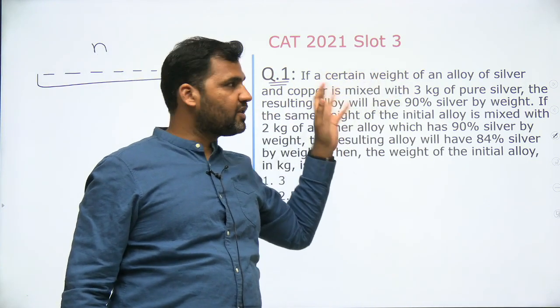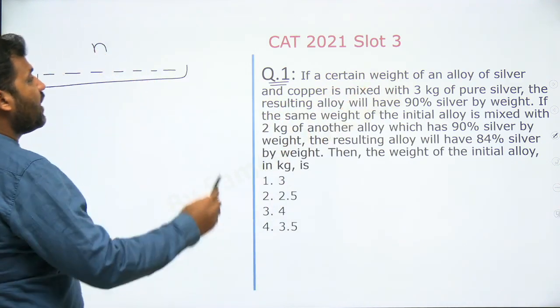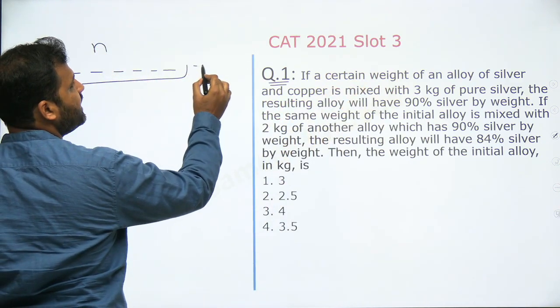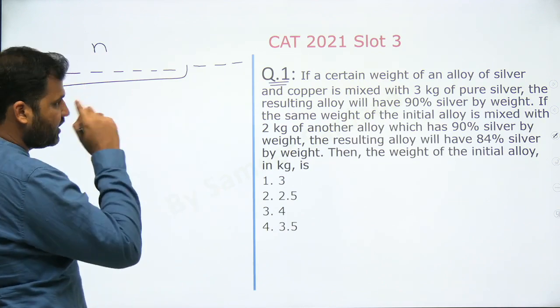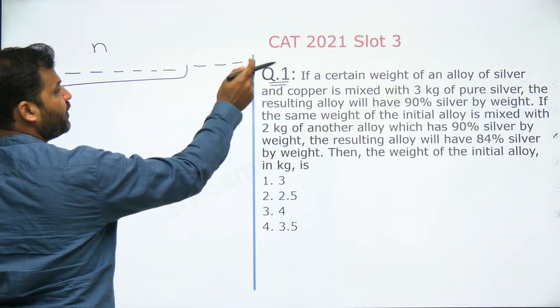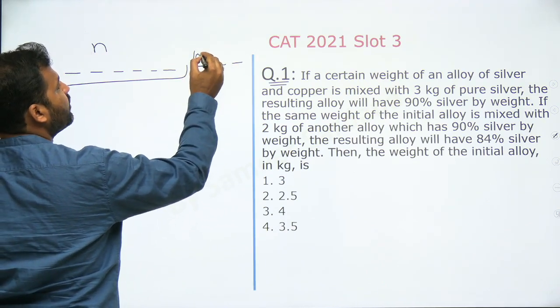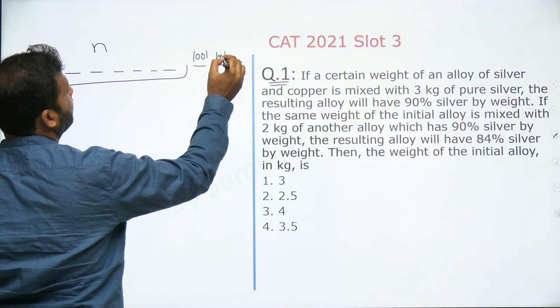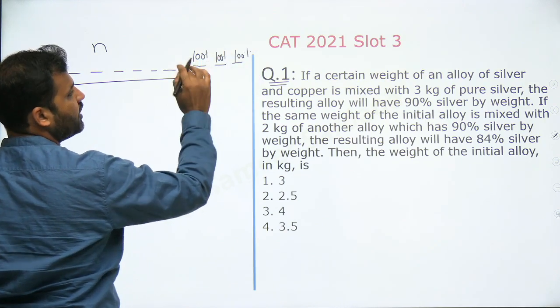of silver and copper. Silver and copper का n unit है हमारे पास. Now it is combined with 3 kg of pure silver. 3 kg of pure silver मतलब 3 यूनिट जो आप ले रहे हो उसमें 100% सिल्वर होगा, right? 3 units of pure silver.